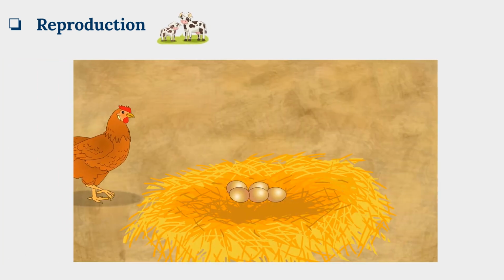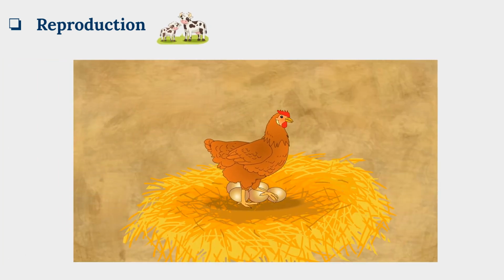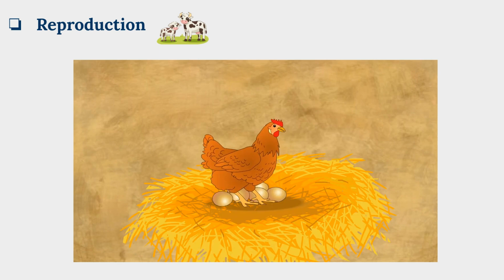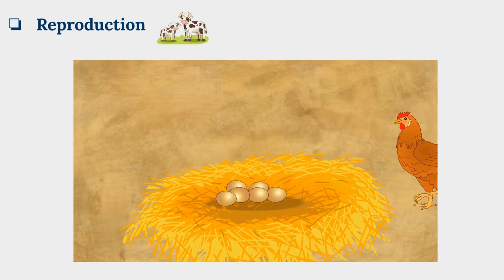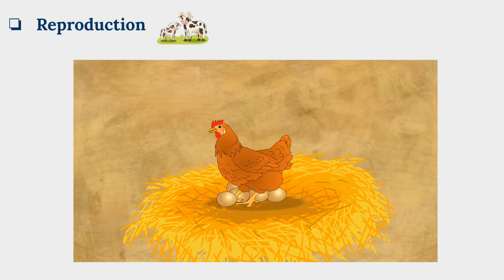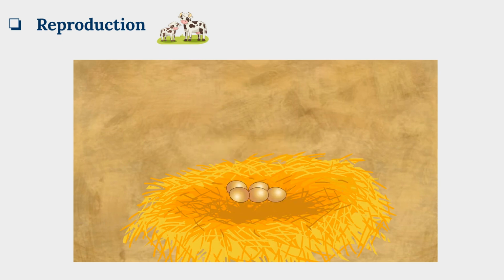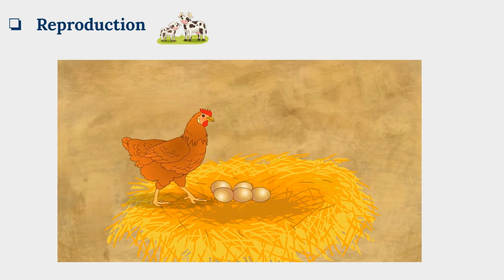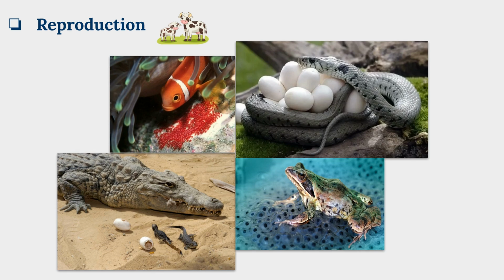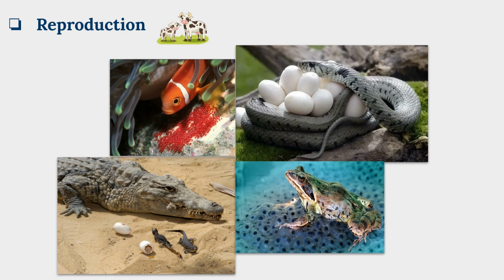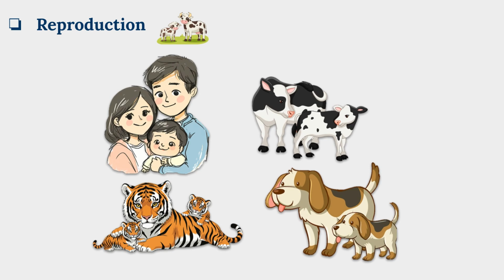Reproduction is the process by which living organisms produce new organisms of their own kind. It is a characteristic feature of all living organisms on the earth. Different organisms reproduce in different ways. Animals such as crocodiles, snakes, birds, frogs, fish and insects lay eggs. Small, young ones hatch out from the eggs. Human beings and animals such as cow, dogs, tigers, bears and elephants give birth to young ones.